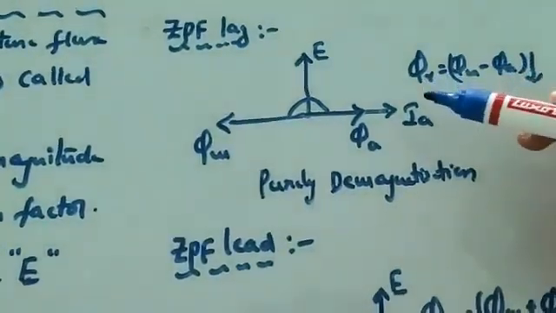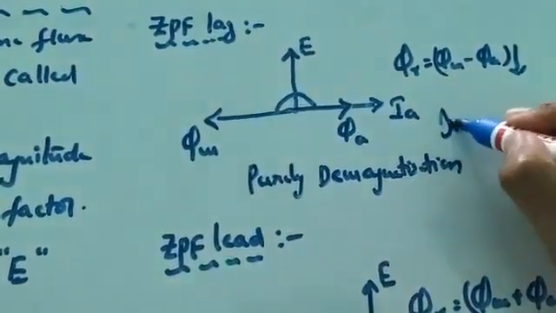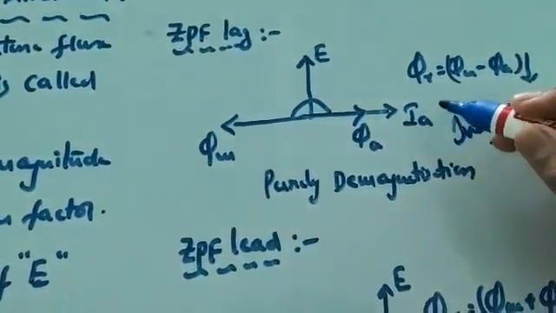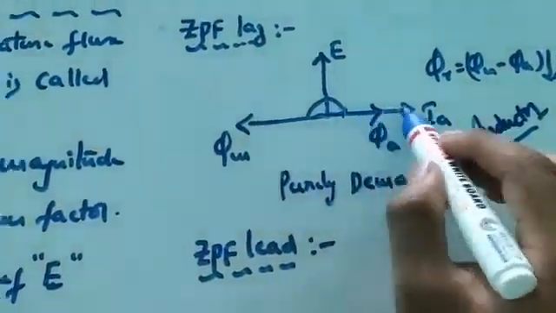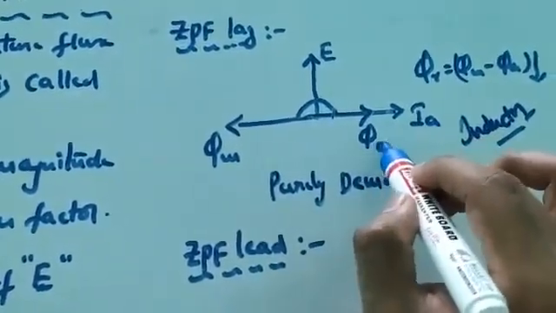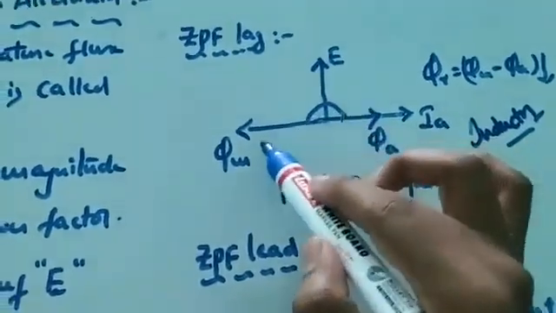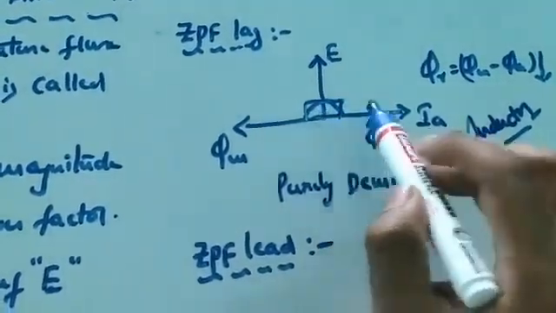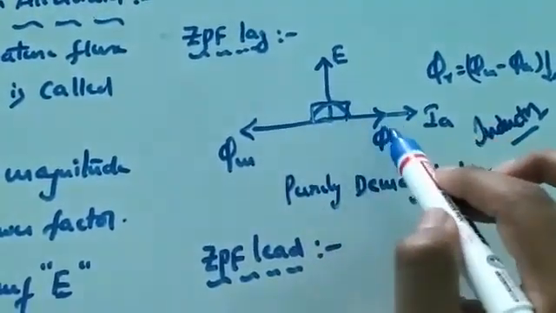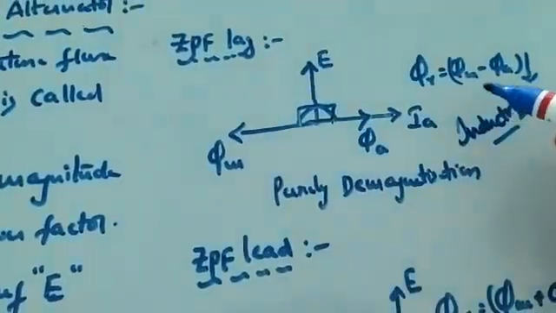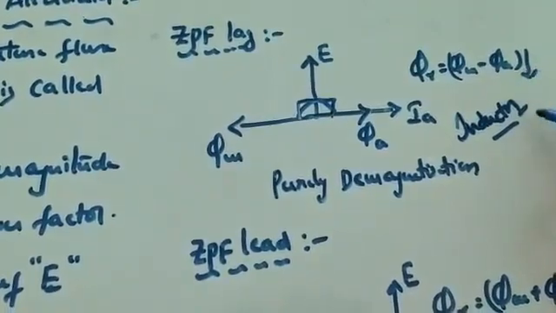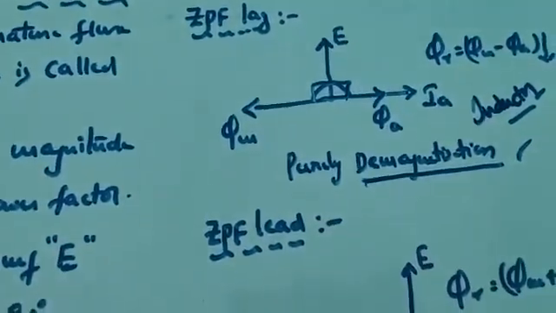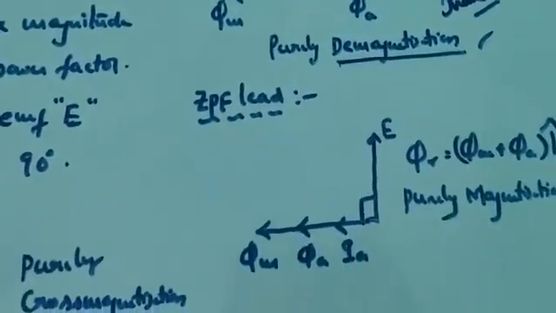Next, coming to the ZPF lagging condition, it occurs in a pure inductor. In an inductor, current lags the voltage by 90 degrees. So the current produces armature flux phi A, and phi m leads E by 90 degrees. So the overall phase difference between phi m and phi A is 180 degrees. That means the resultant flux is going to decrease, so the armature reaction is purely demagnetizing.